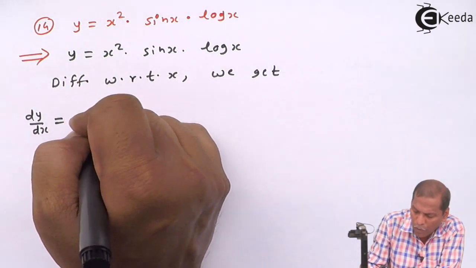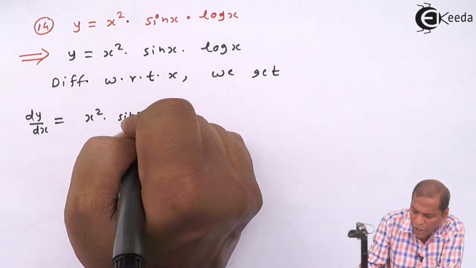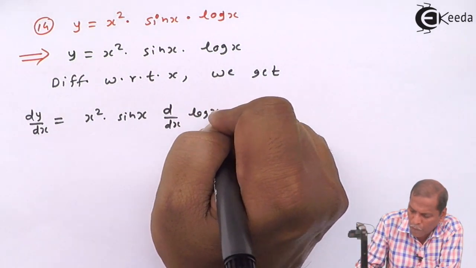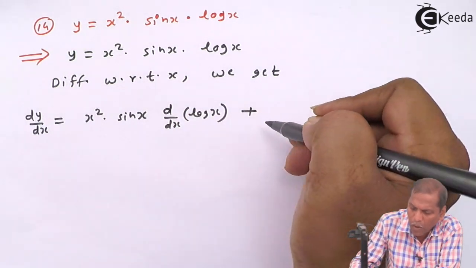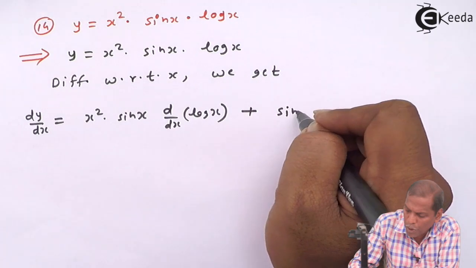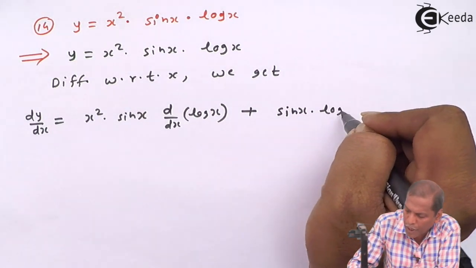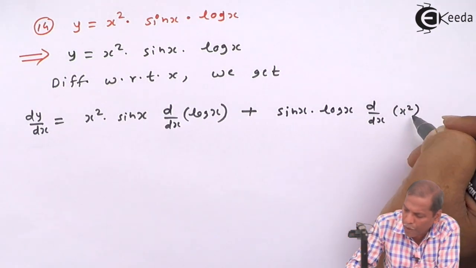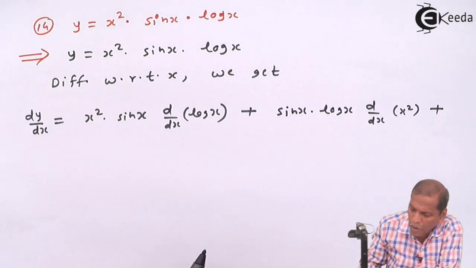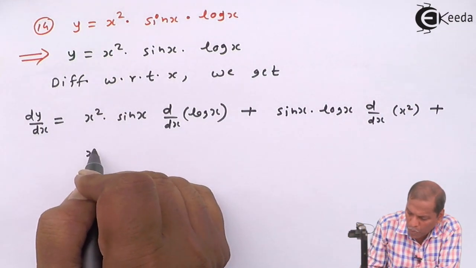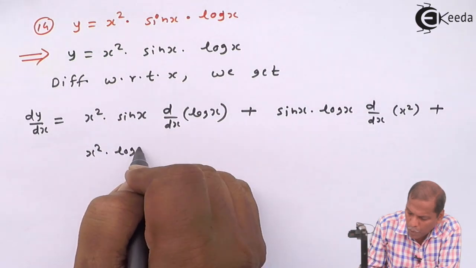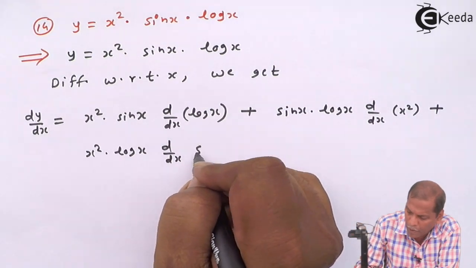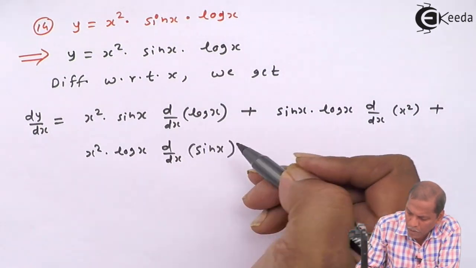Now here we keep x squared sin x as it is and then derivative of log x, plus now sin x and log x we keep as it is, derivative of x square, plus now we keep x square into log x as it is and derivative of sin x.